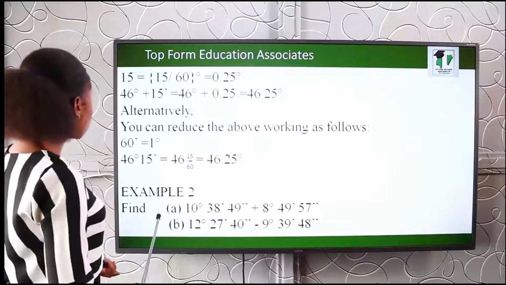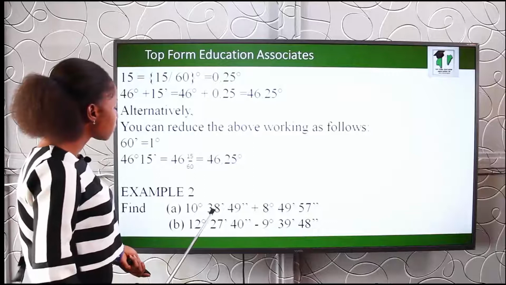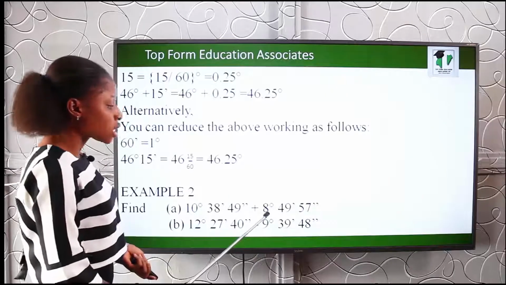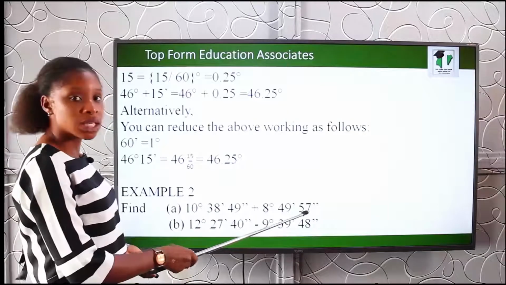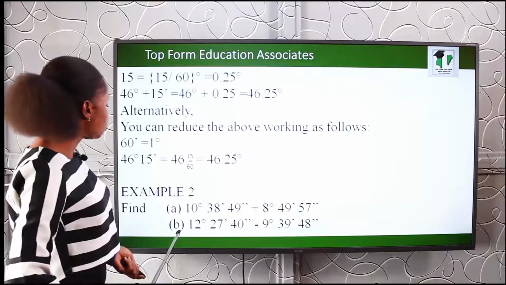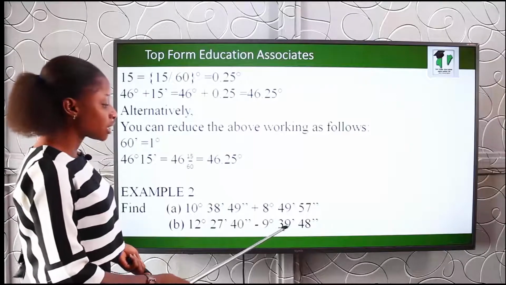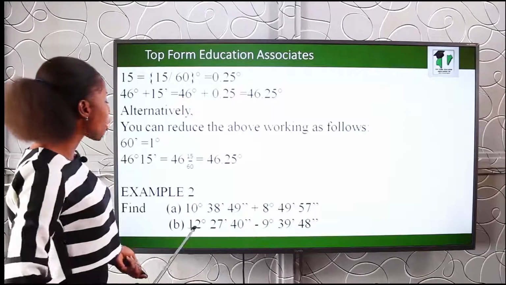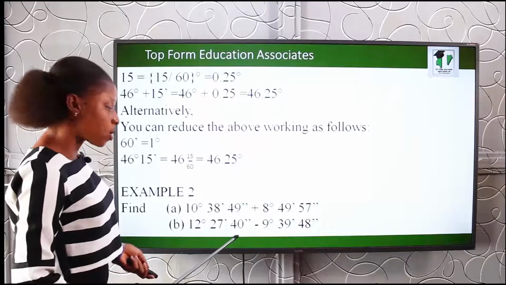The first one, A, we are asked to add 10 degrees, 38 minutes, and 49 seconds with 8 degrees, 49 minutes, and 57 seconds. Now, B wants us to subtract 9 degrees, 39 minutes, and 48 seconds from 12 degrees, 27 minutes, and 40 seconds.